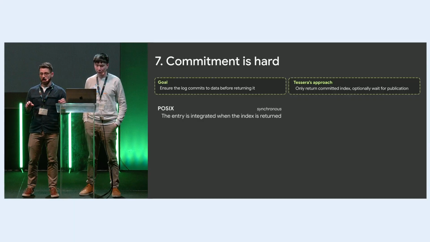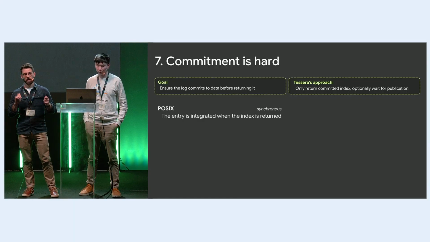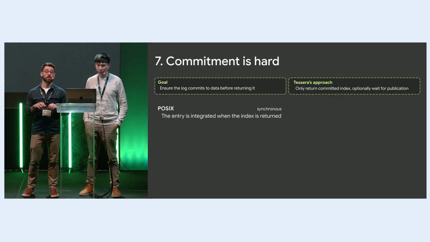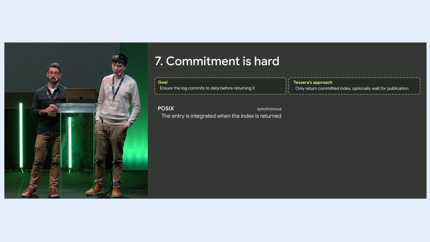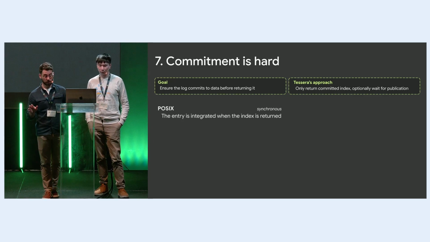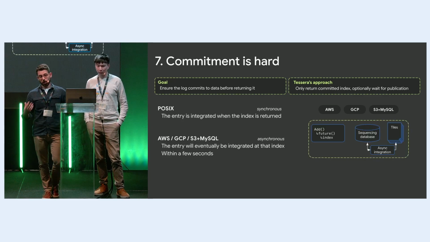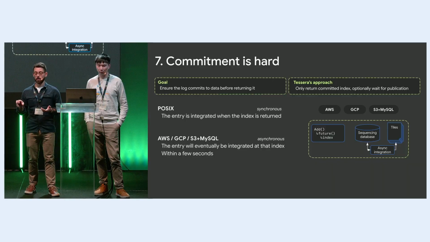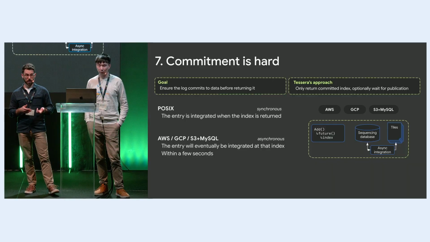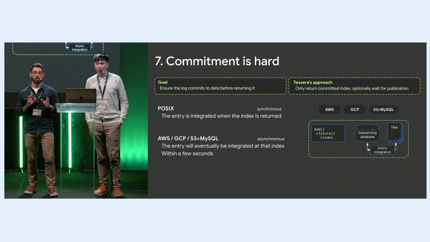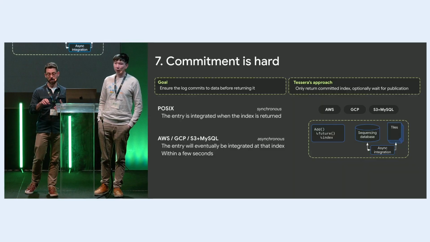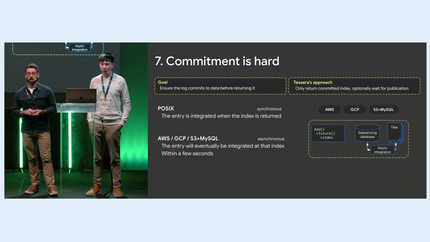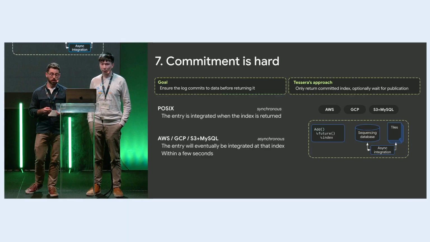For POSIX, everything is synchronous. Whenever Tessera returns an index, it means that not only the entry will be there at that index, but that it's already there, it's been integrated, the work is done. With the other implementations, as we said earlier, integration is asynchronous, which means that you get an index. It means that the log has committed to putting something there at that index, and the entry will eventually be present at that index a bit later. Usually that happens within a few seconds.